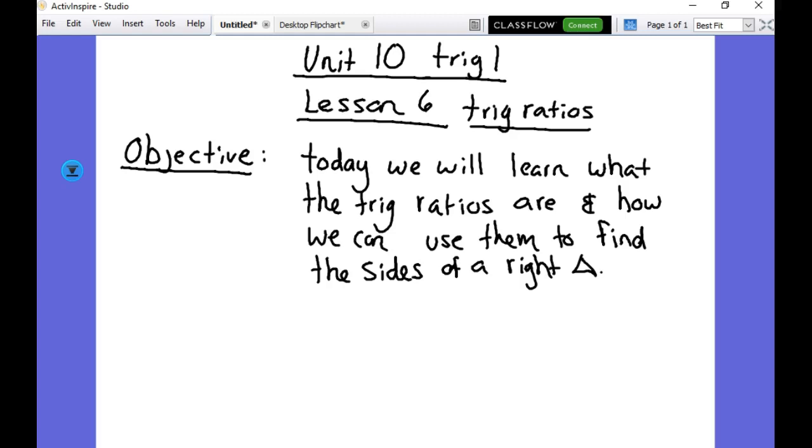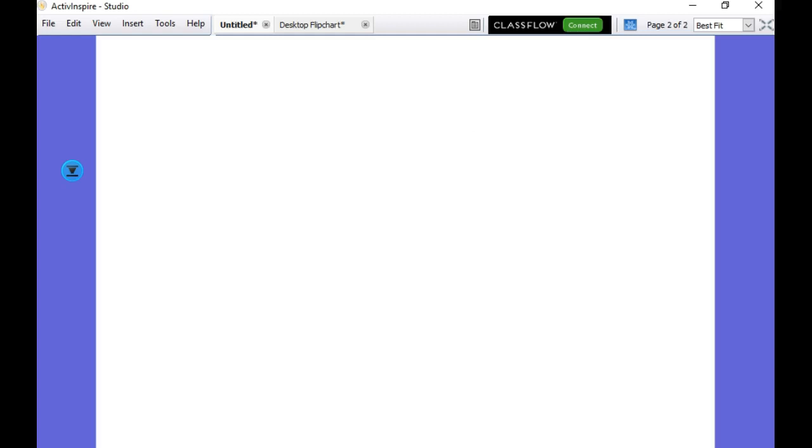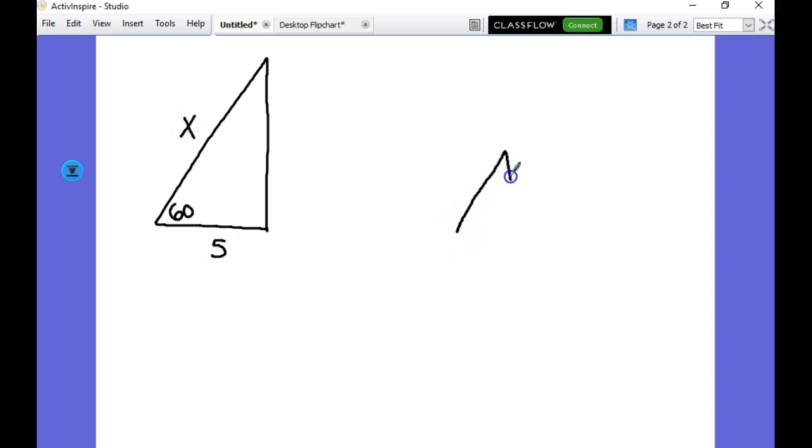In other words, that means find some missing sides. That's pretty much it. So to start us off with a concept, you don't need to write this slide, okay? You do not need to write this slide. I'm going to draw you guys a picture here. I'm going to put a 60 here, a 5 here and an X here. I'm going to draw this. I'm going to put a 60 here, a 2 here and an X here. All right.